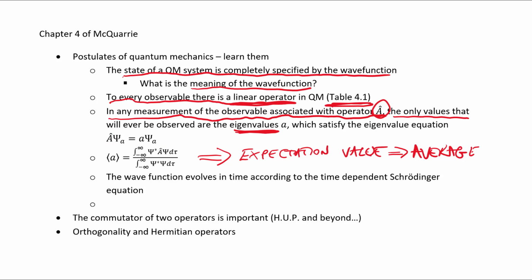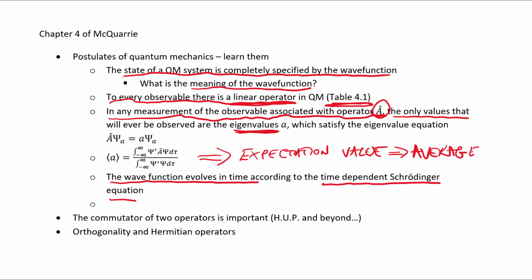The next postulate: the wave function evolves in time according to the time-dependent Schrödinger equation, and that is found specifically in Chapter 4. You'll note, of course, that we don't ever return to that in this particular course. It might become much more important as we think about the evolution of states, maybe in conjugated polymers, energy transfer, things like that, and maybe in spectroscopy.